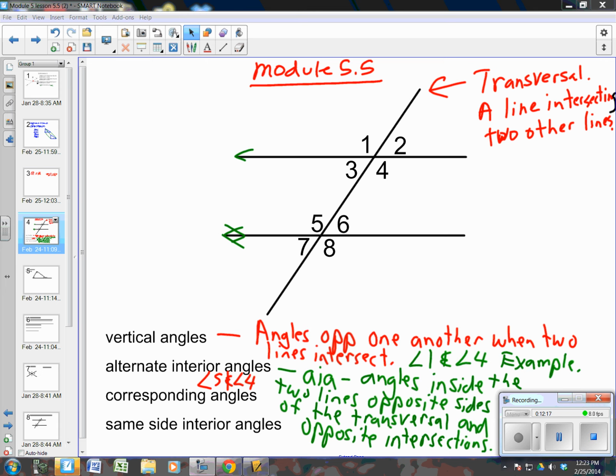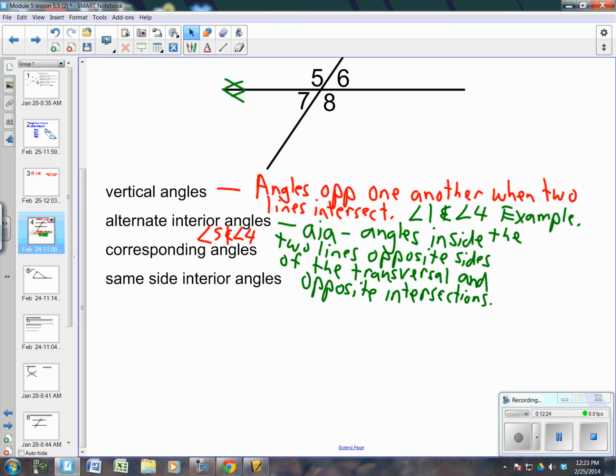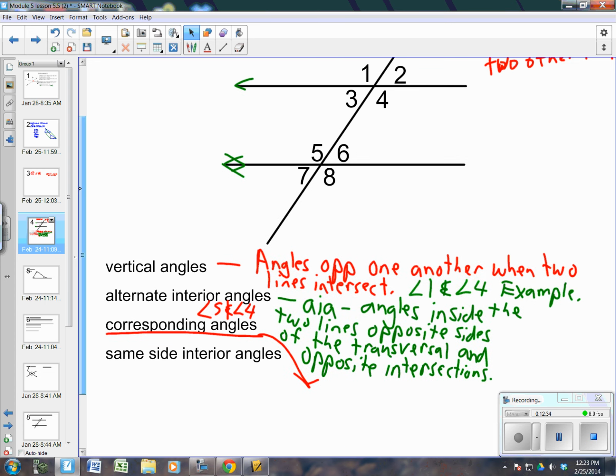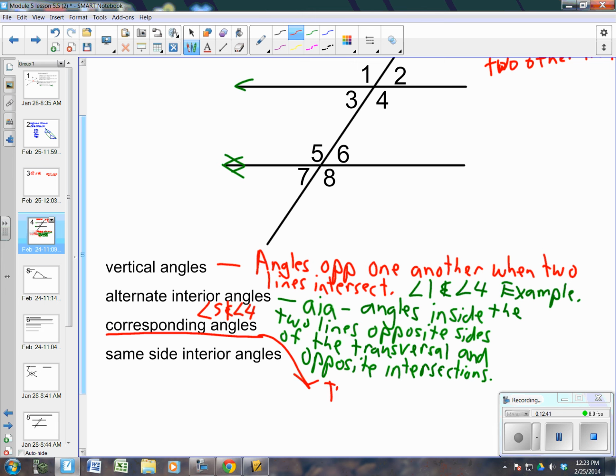Corresponding angles. Let me show you that definition right here. I'm going to move this up. Corresponding angles, that's this word right here. I should fix this and write more room. All corresponding angles would be two angles in the same spot, different intersections, right? Two angles in the same location, different intersections. Good word. Different intersections.